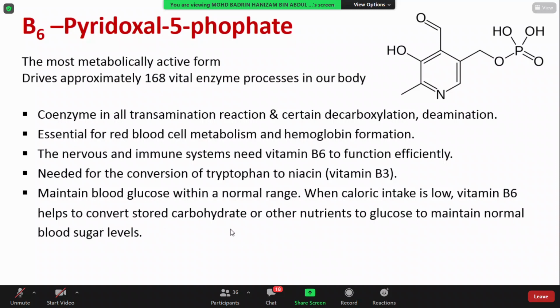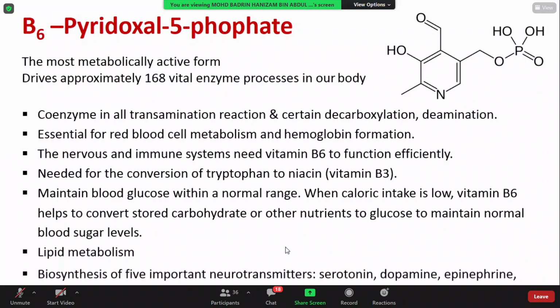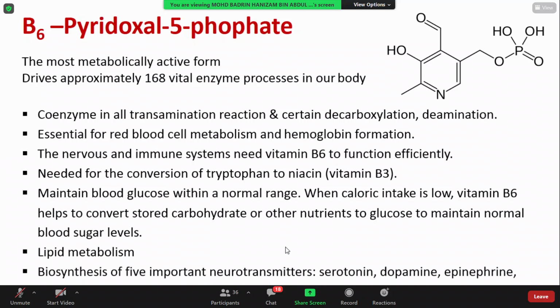Maintaining blood glucose within normal range. When calorie intake is low, vitamin B6 helps to convert stored carbohydrates or other nutrients to glucose to maintain normal blood sugar level. So for energy production, the importance of vitamin B6 PLP for maintaining normal blood glucose is to help in converting the stored carbohydrates or other nutrients to glucose in order to maintain the blood glucose level, as well as in lipid metabolism.